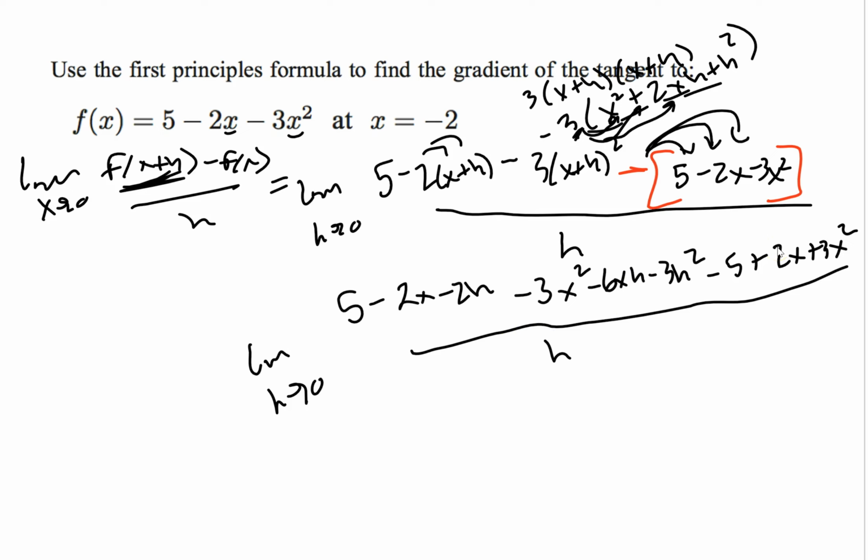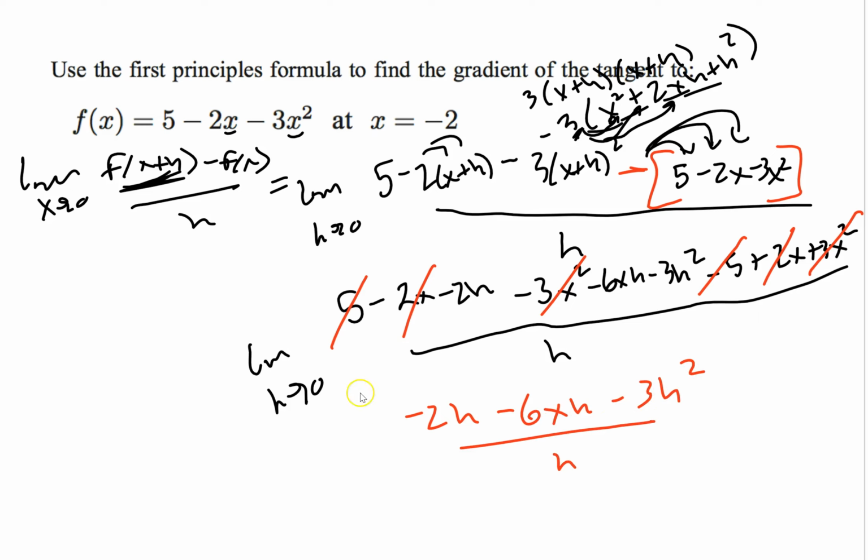Looks ugly, but remember what I said. If you do this correctly, anything without an h should cancel out. 3x squared's gone. 2x, positive 2x, minus 2x. Negative 5, positive 5. And all you're left with is this: 2h minus 6xh minus 3h squared all over h. You know what you could do there? Because again, the whole goal is to plug in the 0. That's my goal in life most of the time, honestly.